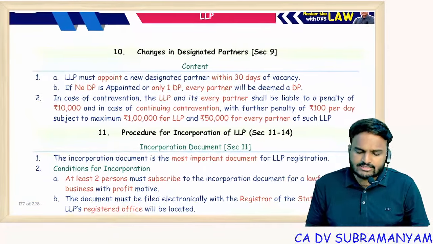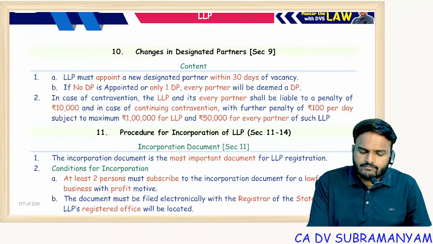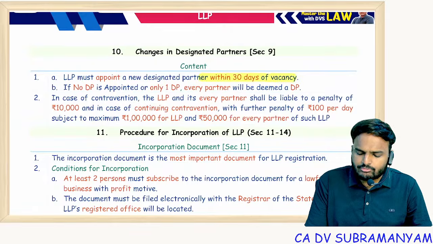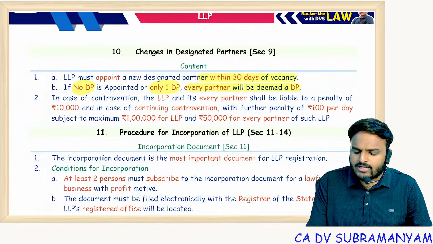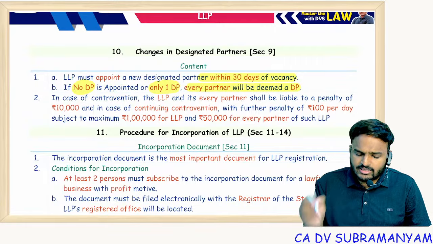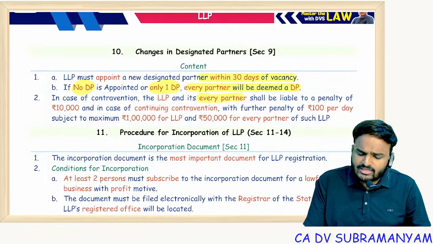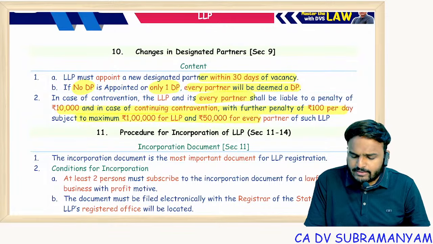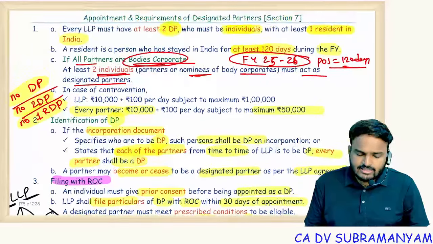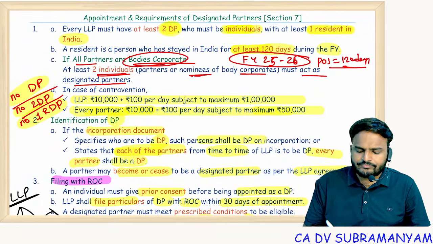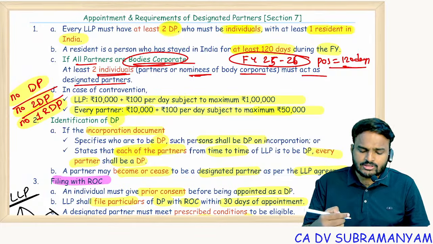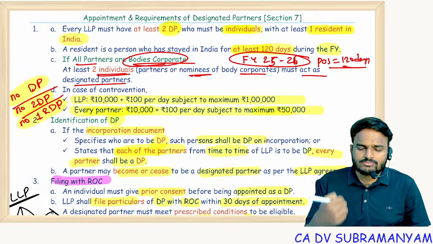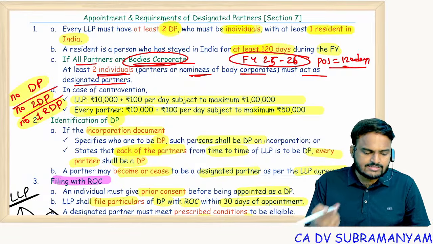Next one, changes in designated partner. Within 30 days of changes, communicate the same to ROC. If there is no designated partner or only one designated partner, every partner will be deemed as a designated partner. Accordingly, every partner gets punishment. If you read this punishment, this is equal to that punishment only. Getting my point? The 2 points are the same. That means the 2 violations are same.